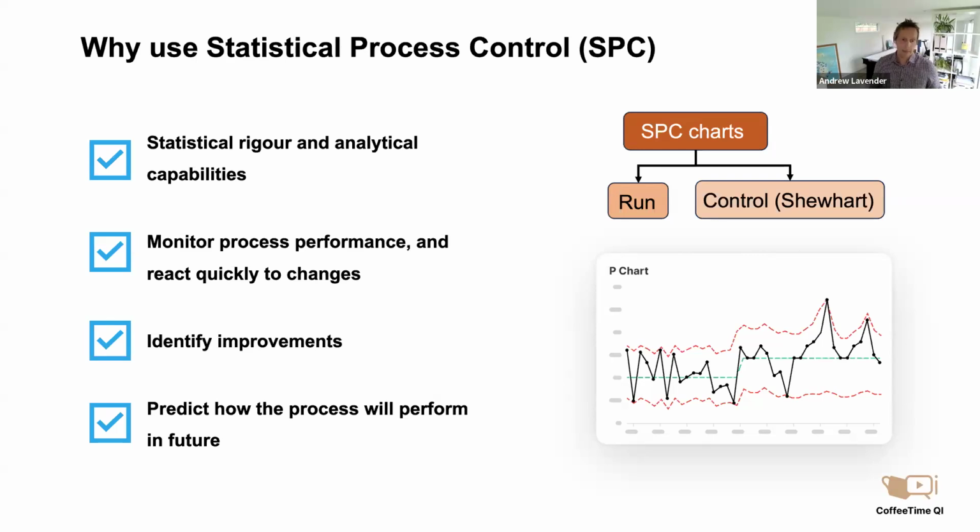And finally, we want to predict how the process will perform in future. If you've got a process that's in control and not being changed, you should be able to predict within bounding limits, which we call the upper control limit and the lower control limit, how your system is going to perform within those limits. So what is accepted as normal. It's really useful for that if you're just monitoring a process as well.